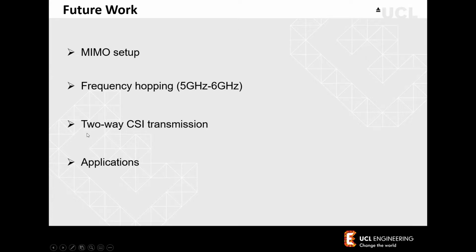Another thing is two-way CSI transmission. Currently, to remove the CFO, we use a physical cable to connect the transmitter and receiver. But in the future, if we can use two-way CSI transmission, then we can avoid the cables. From the receiver side we transmit the received CSI to the transmitter, then the transmitter will have 2 CSI and compute them together. Hopefully we can remove the CFO wirelessly. So that's another very interesting work to do.